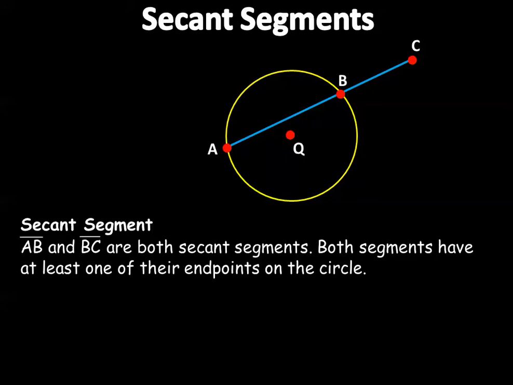Okay, now we have a secant segment. It says, no, I'm sorry, segment AB and segment BC are both secant segments. Although they can be considered one segment going from A to C, whenever you break it up, each one of those is considered a secant segment. Both segments have at least one of their endpoints on the circle. If you're looking at BC, B is going to be your endpoint. If you're looking at AB, or even AC, you've got an endpoint right there with point A.